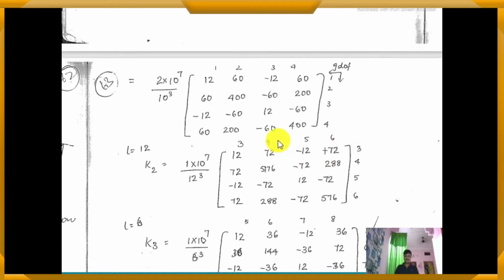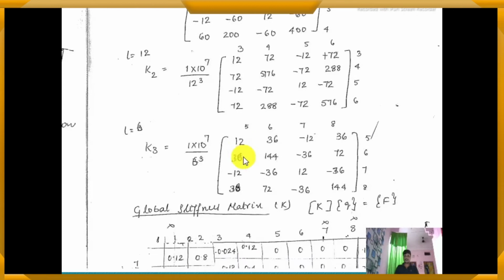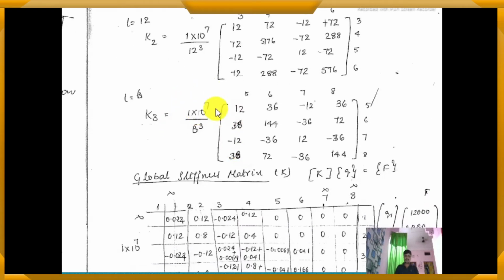Then finally you will have another element, that is the third element, where again the EI value will be the same, that is 10 power of 7, and the length will be changed. So that is 6 you have to take in the equation. So EI will be again 10 power of 7 by 6 cube. Now substitute the value of 6 in the matrix, then you will get this equation. This is for node 3, that is 5, 6, these are the displacements at node 3, and 7, 8 is the displacement at node 4. So that is the fixed node where you have taken 7 and 8.